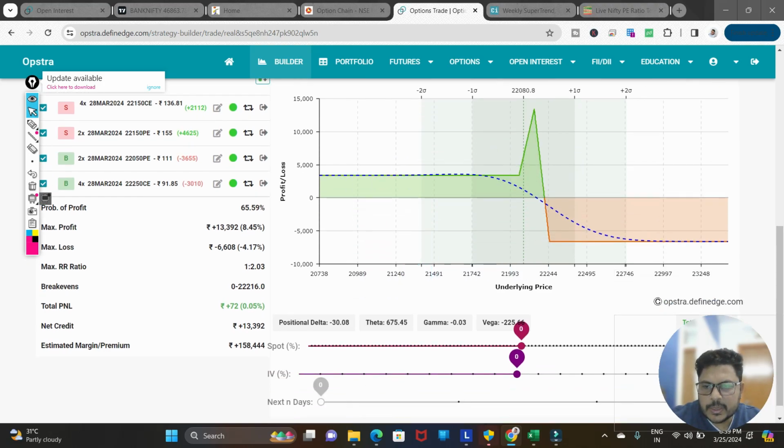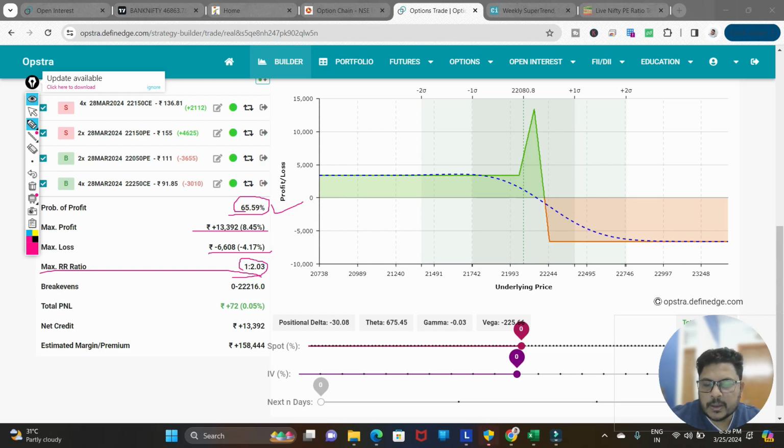And what is the probability of profit here? In this trade, it is 65.59%. My max profit is about 13,392. Max loss is about 6,600. So what is my risk to reward ratio? It's 1:2.03, which is very good. Even if I lose 5 trades out of 10, I'll still be positive because of this risk to reward ratio. And net credit is this much. And for estimated margin, you can do this strategy with just 1,58,000 rupees.